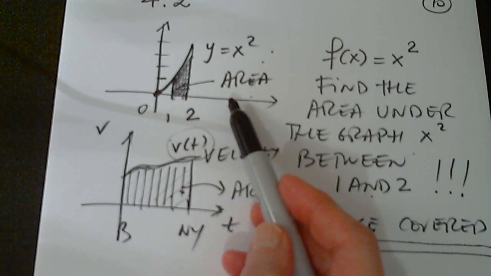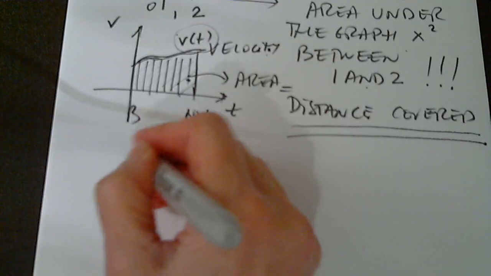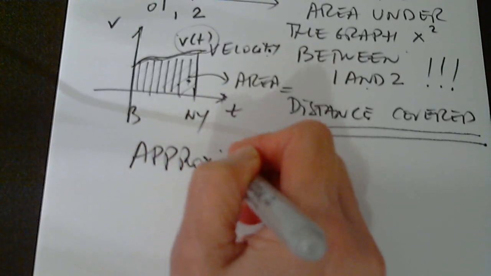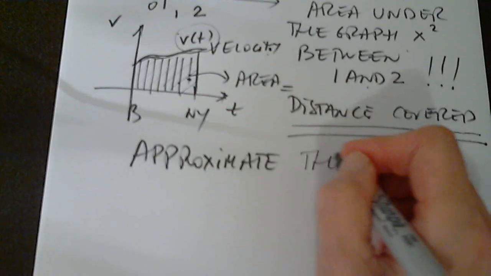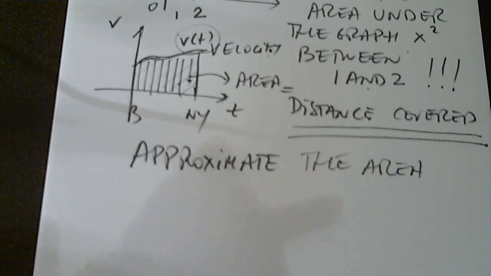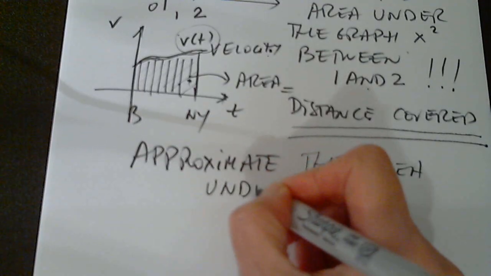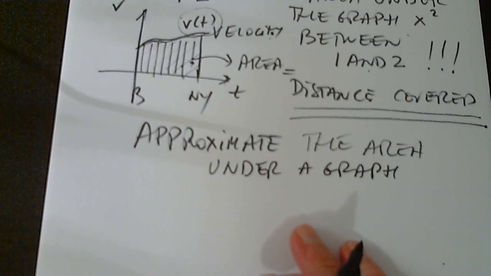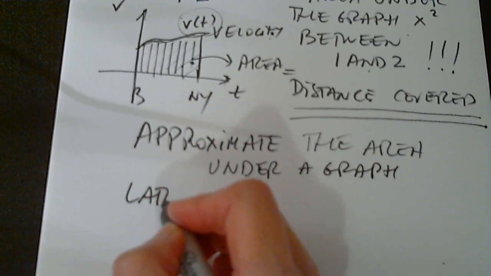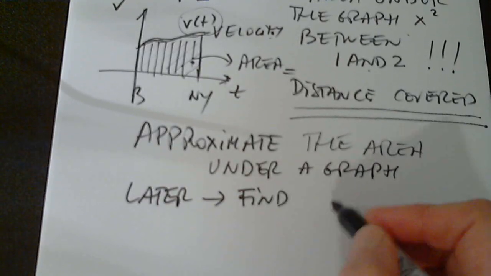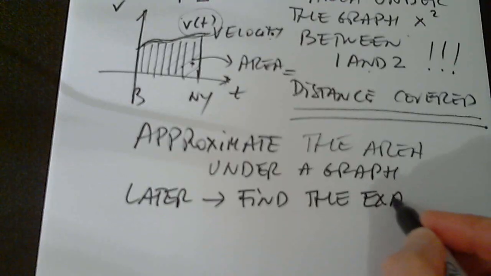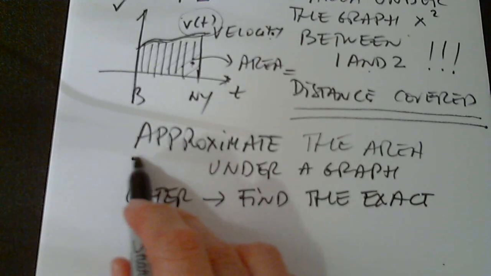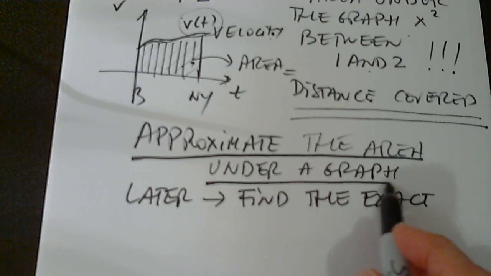How do I find that area? At first, we're going to approximate the area. I don't like this anymore. Let me get a new one. First, we are going to approximate the area under a graph. Then later we are going to find the exact. But right now, we're going to approximate the area under a graph.